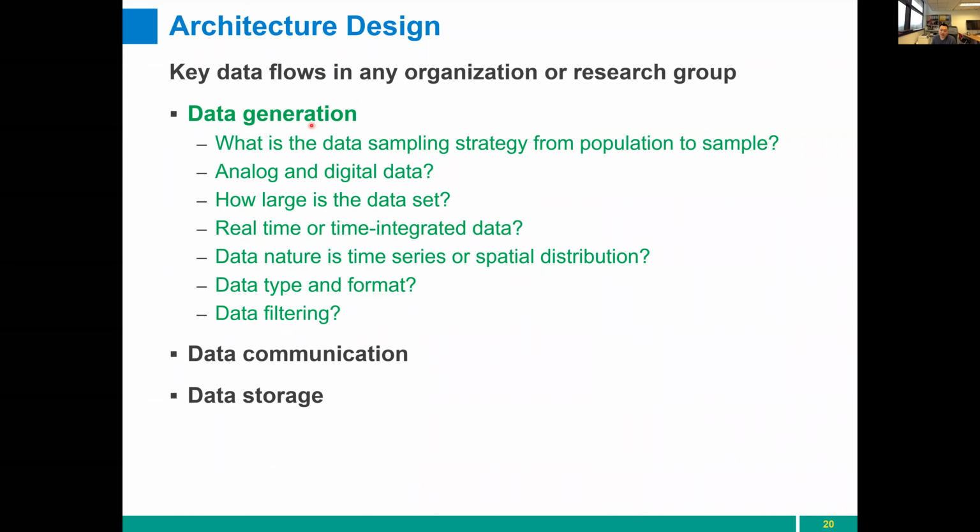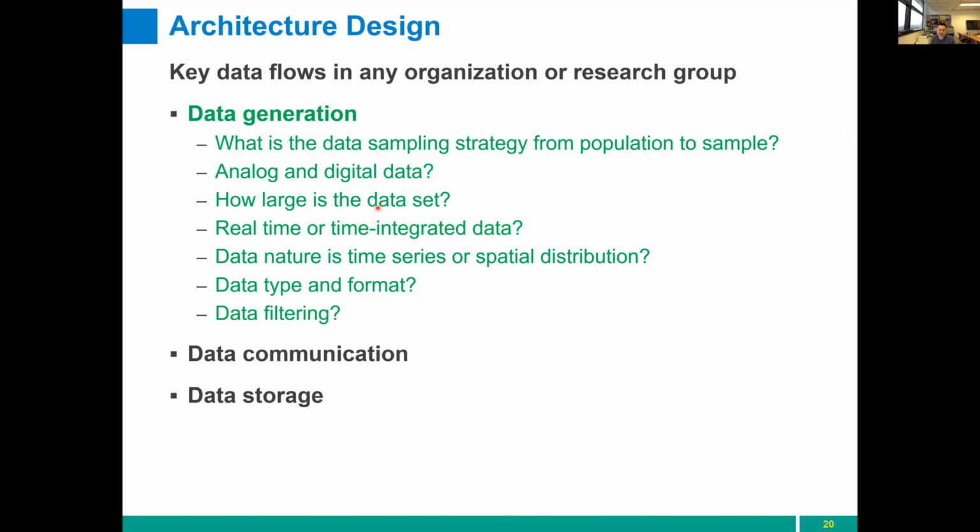The questions we face, or you need to answer, would be: what is the data sampling strategy? For example, would you sample an environmental sample? The process is a very simple statistical sampling process. You have the population outside and you take only limited samples. So what is the sampling strategy for your data collection from the population, to best represent the population by limited samples? Are you facing analog data or digital data?